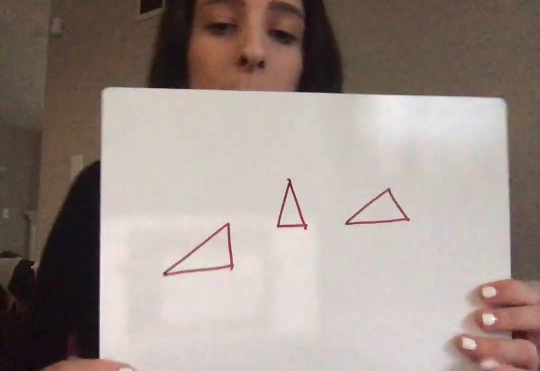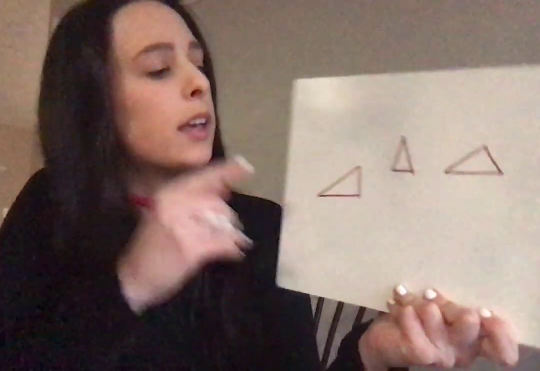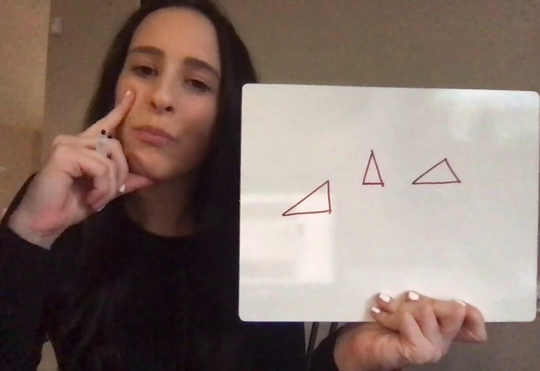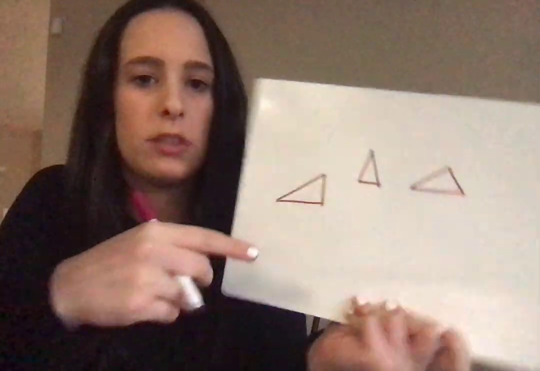I'm going to make one group of shapes. And we're going to think about what they all have in common, or what their attributes are. So I have 3 shapes on my board. They look similar, but they're not exactly the same. So I'm going to look at these and think, what is similar? How can I describe them? What are the attributes of these shapes?